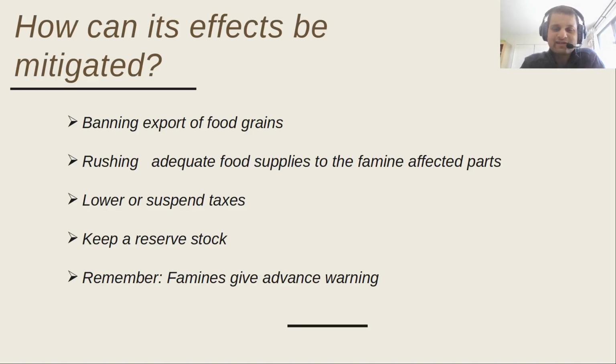And important thing, famines always give advance warning. Remember the natural progression of steps. So first you have got the monsoon, you have got the El Nino Southern Oscillation ENSO effect causing monsoon failure. So as soon as monsoon fails, that's the first danger signal. Okay, we need to get ready for a possible famine.